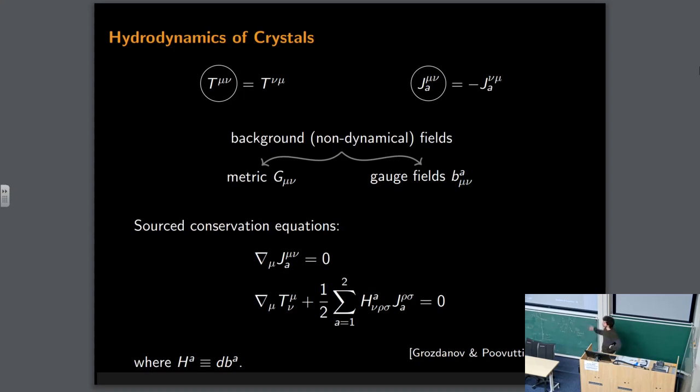Okay, so now we want to obtain the equations of motion for our hydrodynamical theory. So besides the symmetric stress tensor associated with Poincaré symmetry, we have this antisymmetric current associated to the one-form global symmetry. We can couple these to a background metric and a background gauge field, and then we derive some source conservation equations. So we see that J is conserved, and also the stress tensor is conserved, but only up to terms that vanish when our background fields are flat.